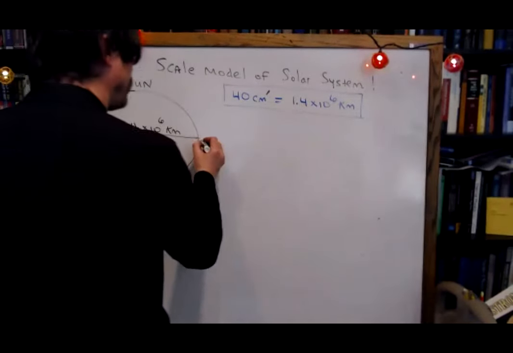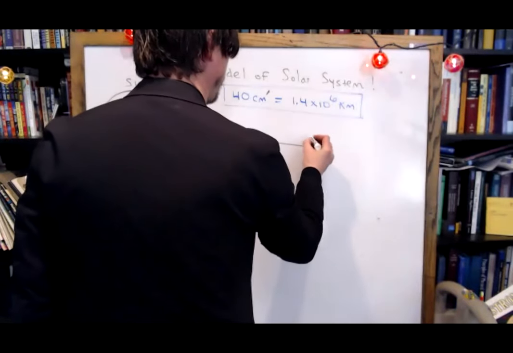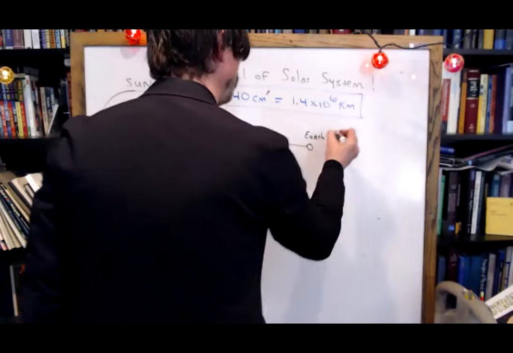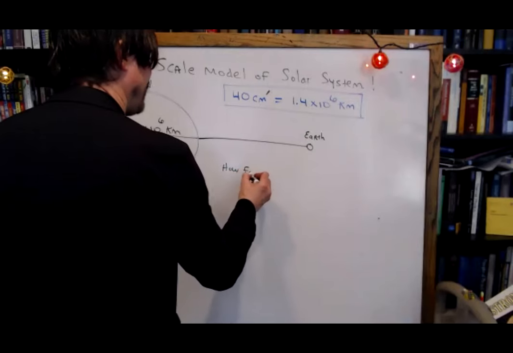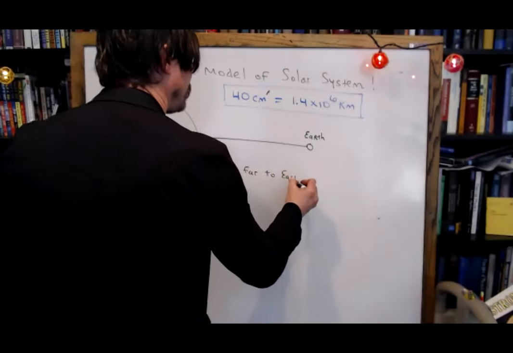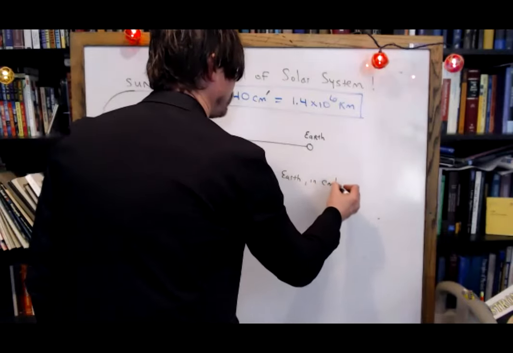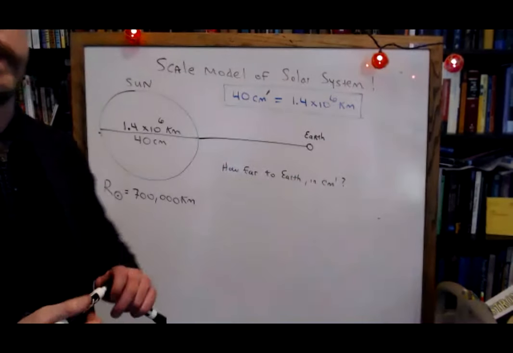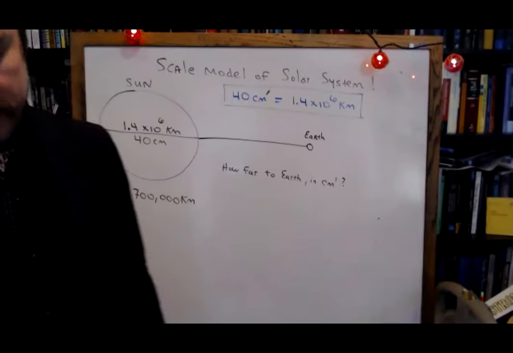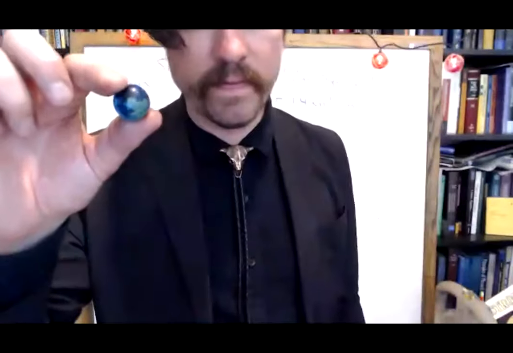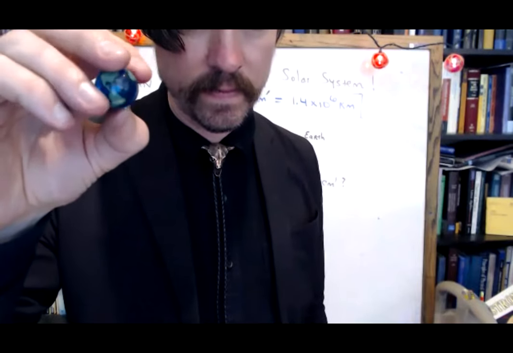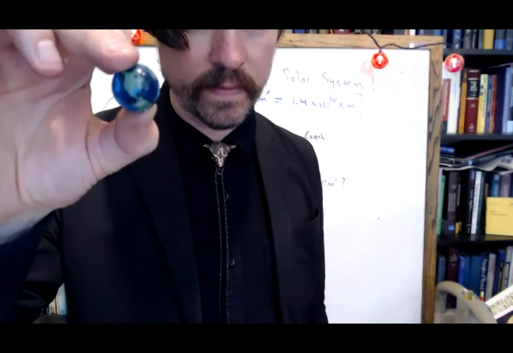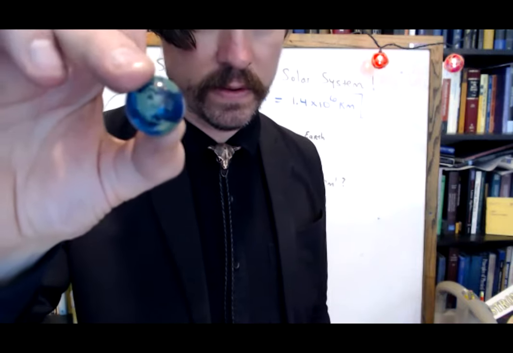Okay, now I want to know how far away these kids have to go so I can put a little marble Earth. That's the question: how far do I have to go to get to Earth in fake centimeters? Anyone know how to do that? Do you have to find the diameter of Earth?